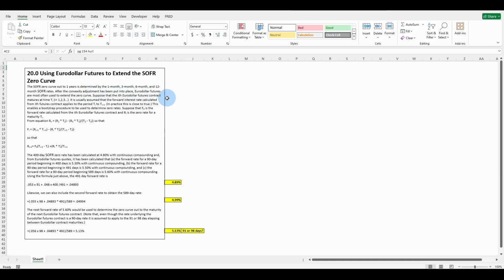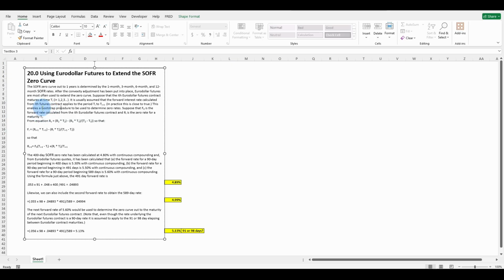Suppose that if a Eurodollar futures contract matures at time T of i, i equals 1, 2, 3, it is usually assumed that the forward interest rate calculated from the futures contract applies to the period T of i to T of i plus 1. In practice, this is close to true. This enables a bootstrap procedure. You're asking, all right, Williams, why did you trap us in section 3 with bootstrapping?